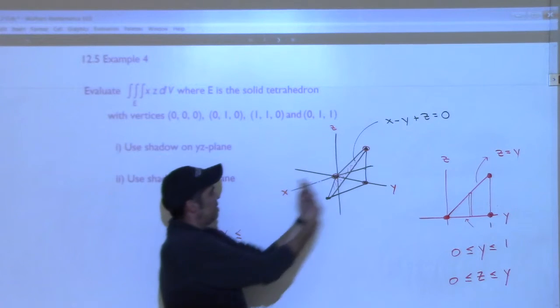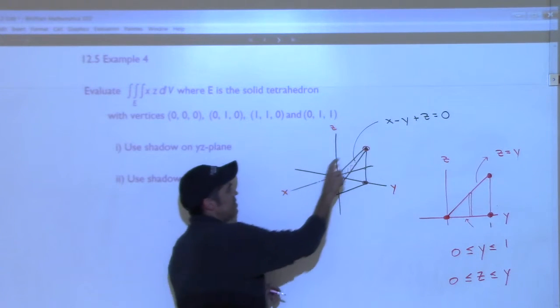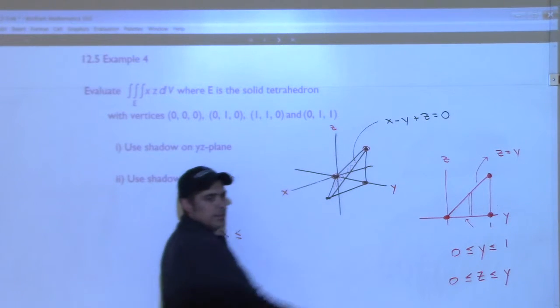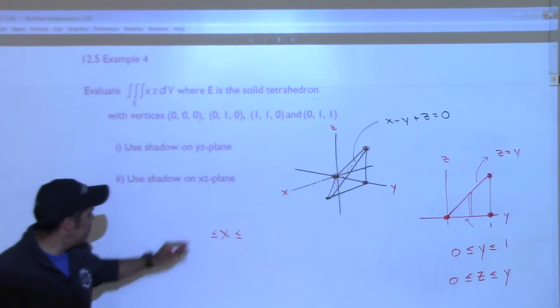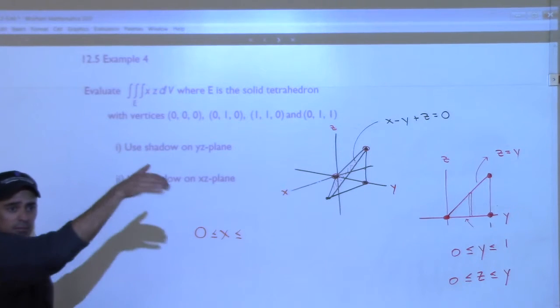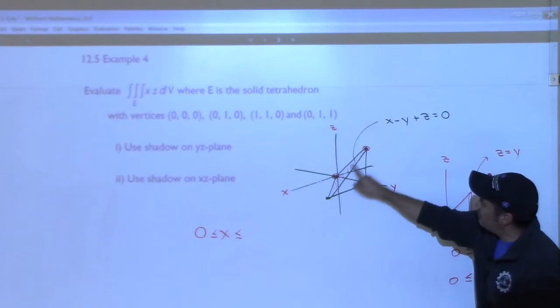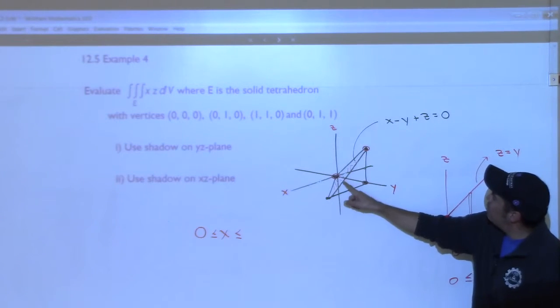Coming out at us, right? So what's that backside? This back wall is what? X is 0. So x is 0 is the backside. And then this front side is this red triangle here, which is that equation.